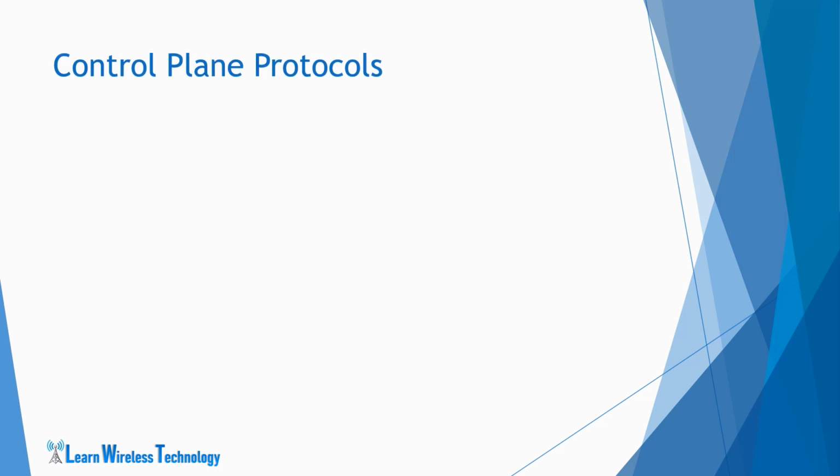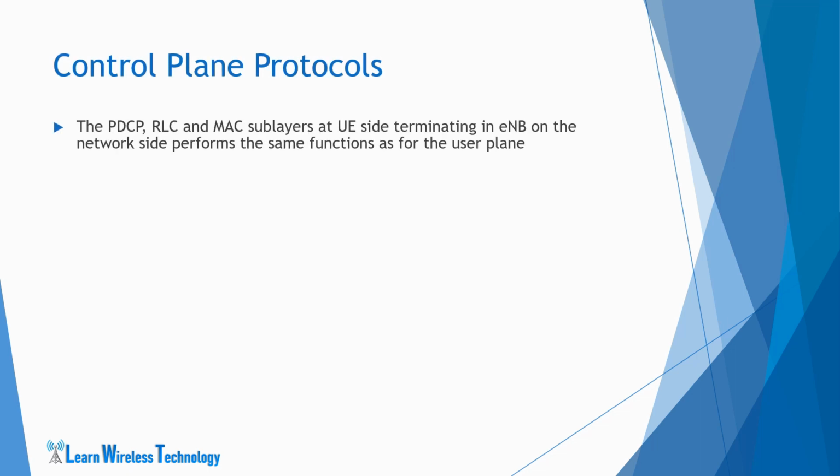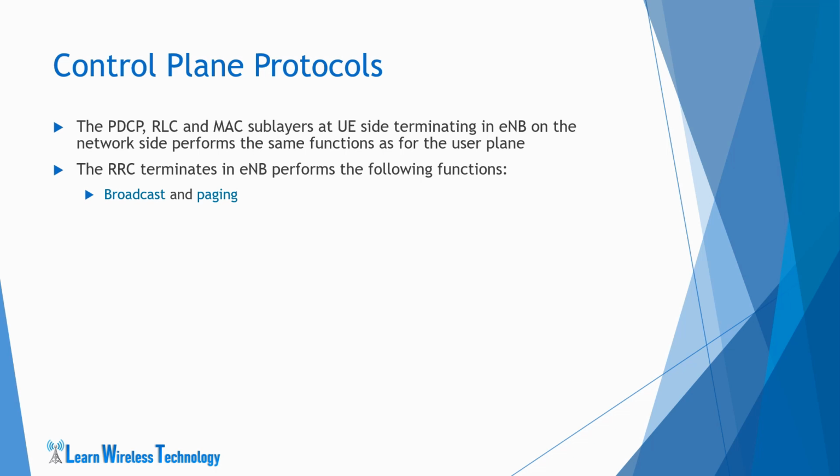Let's discuss a little more on control plane protocols. The PDCP, RLC and MAC layers function the same way as we saw for the user plane. The RRC layer is responsible to perform some important functions. RRC messages are exchanged between eNodeB and UE for various purposes. eNodeB broadcasts master information block or system information messages to UE. These messages contain useful information that helps UE to establish a connection with the network. eNodeB also sends paging messages to UE. Paging messages allow UE to know if there is any downlink data available to be received.